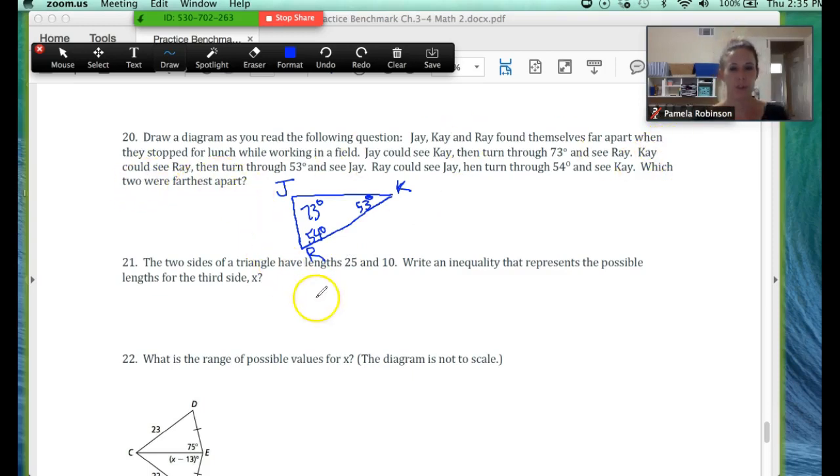Which two were the furthest apart? Knowing that Ray had to turn 54 degrees to see K, J had to turn 73 degrees to see Ray, and K had to turn 53 degrees to see J, just knowing how they had to turn to see each other, you can figure out who's the furthest apart. And this is how you figure it out.